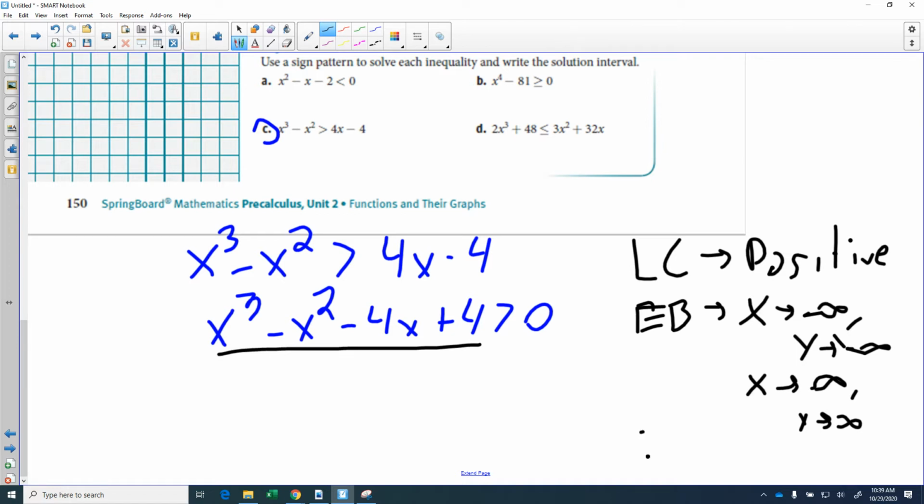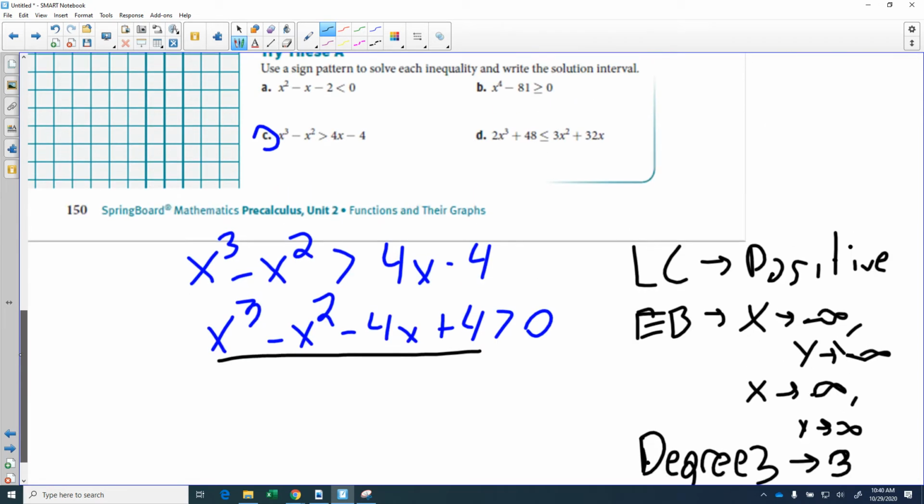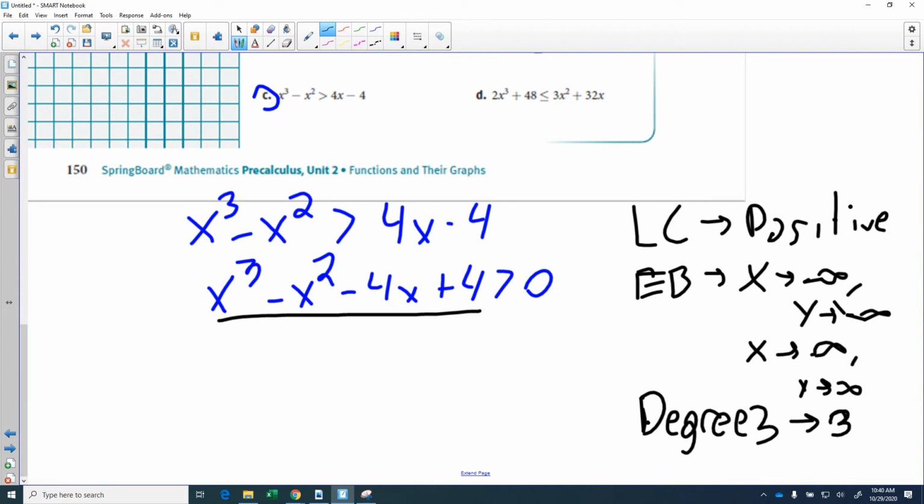Last but not least, we know the degree is 3. So I'm going to have 3 total zeros. Okay. From there, I'm going to go ahead and work this out. To simplify this problem, we're going to start our factoring. Because it is a 4-term polynomial with a cubed, I'm going to group and start pulling out common factors.